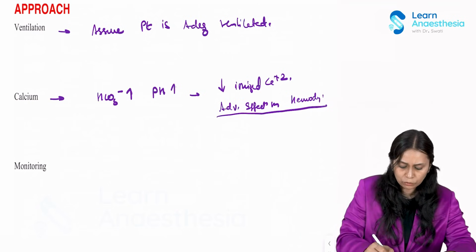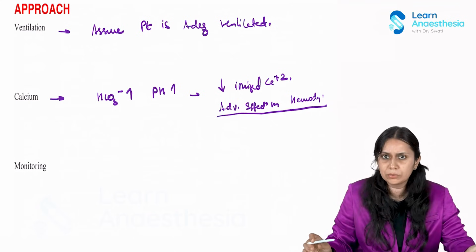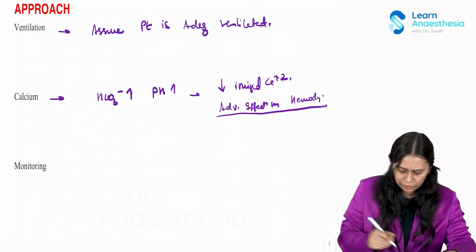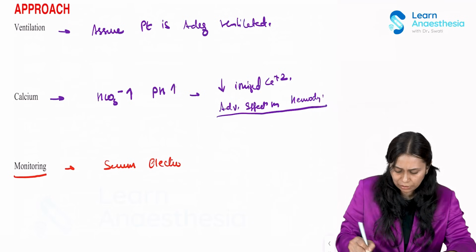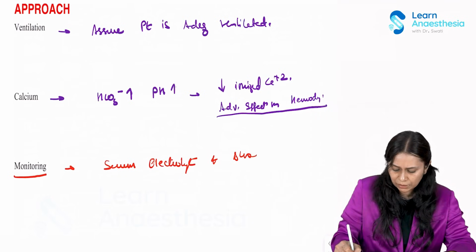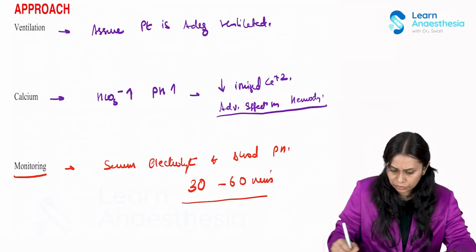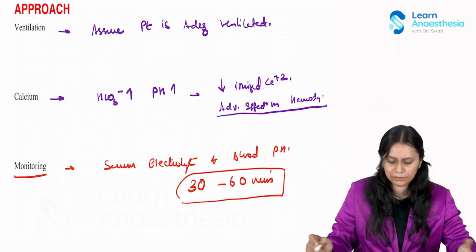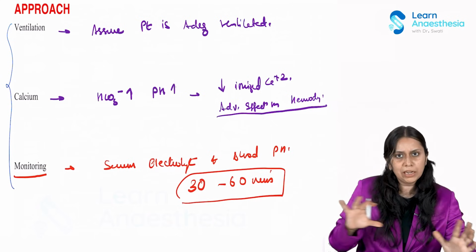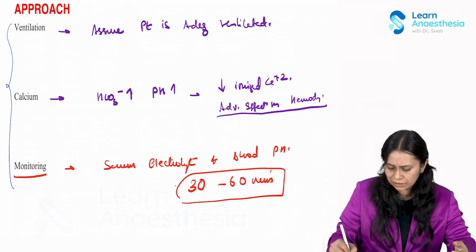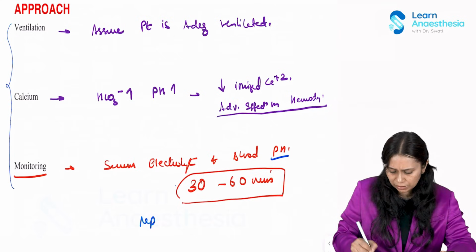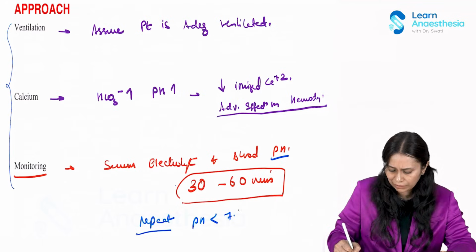Then monitoring. When you are giving it, there can be an effect on calcium and on sodium, so serum electrolyte monitoring is a must. Check serum electrolytes and blood pH for the effect every 30 to 60 minutes, and we can repeat the dose if the pH is still less than 7.1. So we have to give the sodium bicarbonate, and after 30 minutes we again repeat the ABG, see the blood pH and serum electrolytes, and repeat the dose if the pH is still less than 7.1.